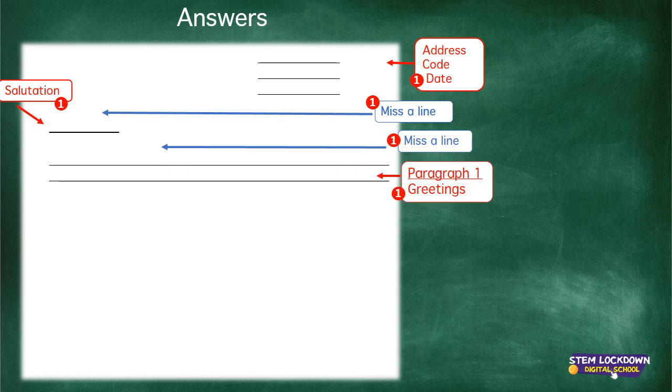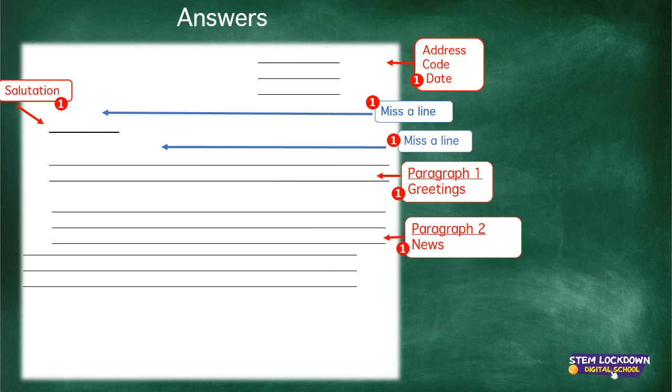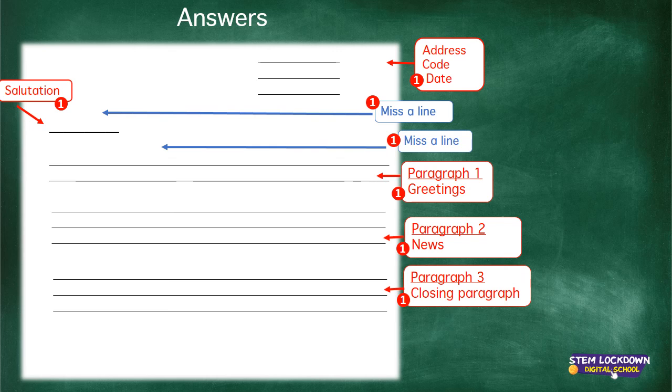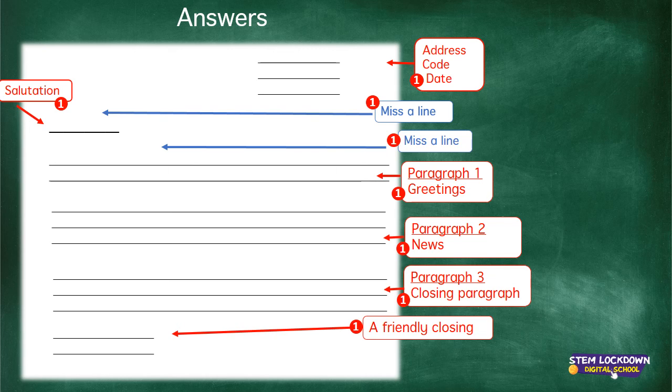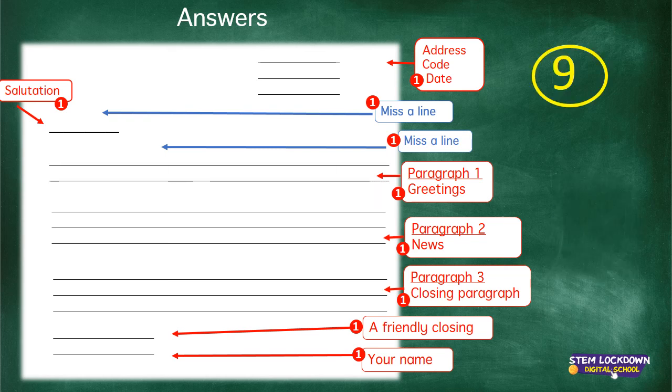Then we get our first paragraph, which we can say is a greetings paragraph. We have our second paragraph, which is a news paragraph. Both of those are 1 mark each. We have our third paragraph, which is a closing paragraph, another mark. And then we're going to have a friendly closing and write your name.